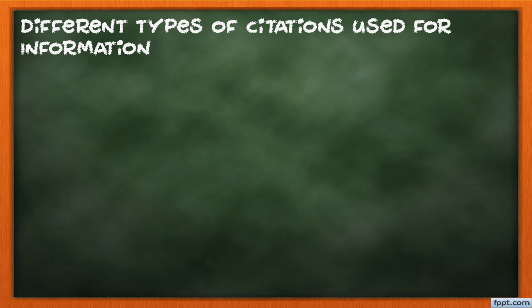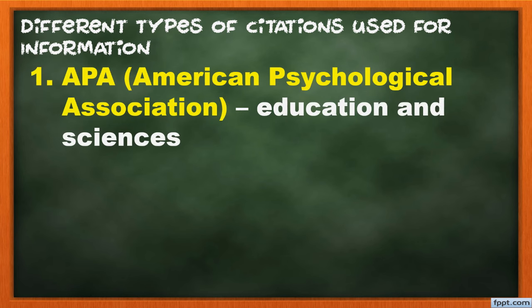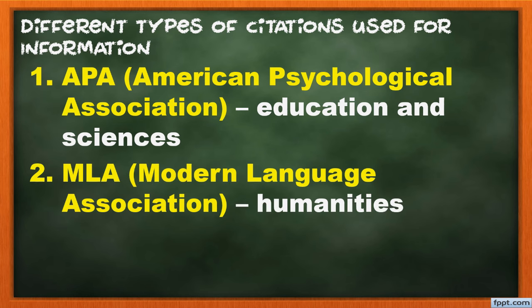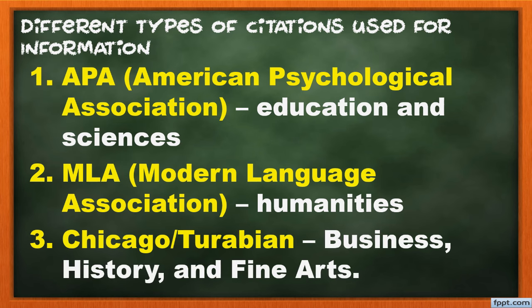Now let us have the different types of citation used for information. First, we have the American Psychological Association format, which is APA format, used for education and scientific researches. And then we also have the Modern Language Association, or the MLA format, used for humanities research. And then we also have the third one, which is the Chicago and Turabian format, which is used for business, history, and fine arts.